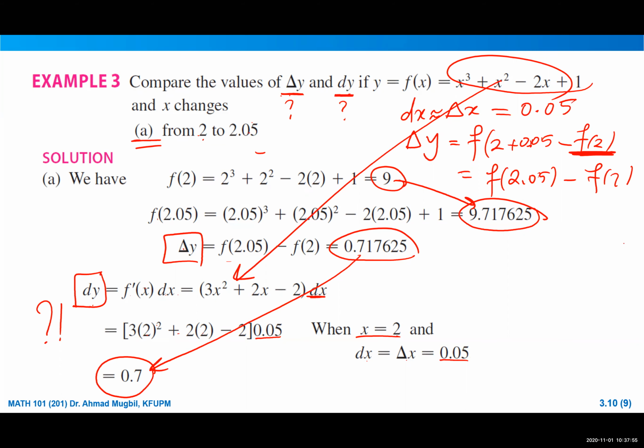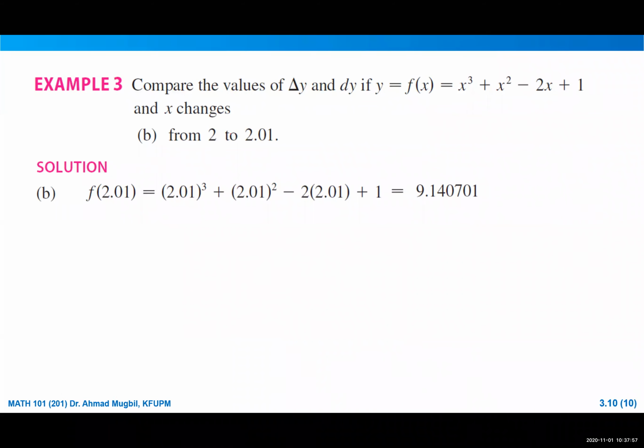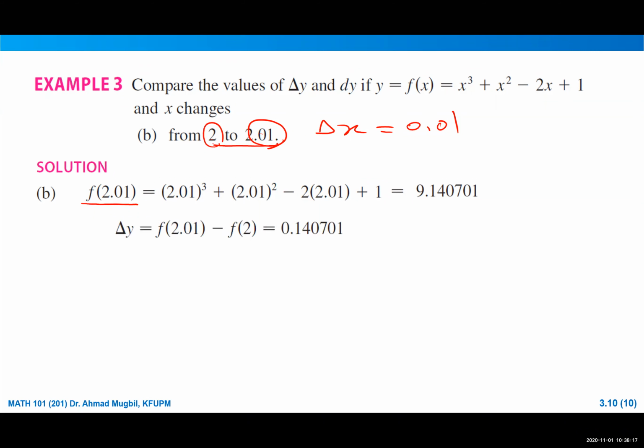Let's see what part B is. Part B is calculated with a smaller range, from 2 to 2.01. So here we minimize delta x. Delta x here is 0.01. So you will do the same. This is the value of the function at this one minus the value of the function at this one. Calculate f at 2, then subtract. This will give you delta y.